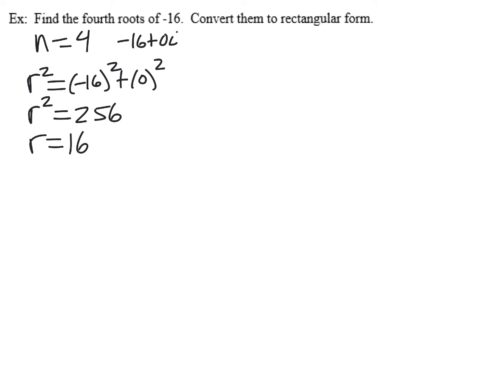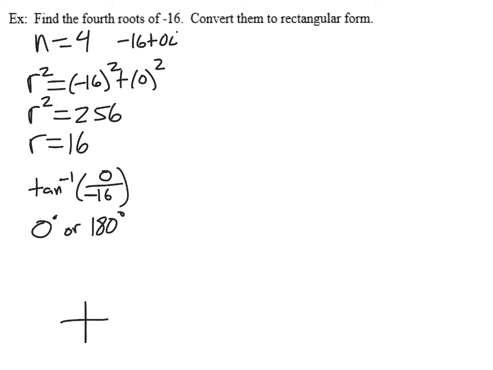All right, r is 16. We would do inverse tangent of a over b, or inverse tangent of 0. Now we got to be a little bit cautious here. Kind of think about the graphical side of things. So yeah, the real number line is right here. Negative 16 would be way over to the left, right? Because if we actually did this on the calculator, it would tell us 0.